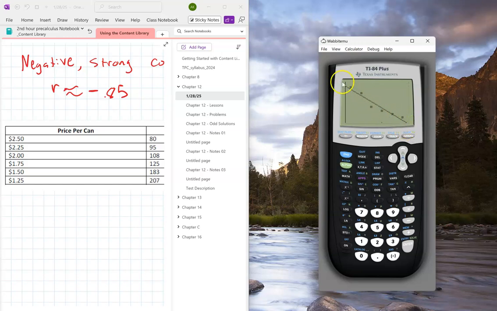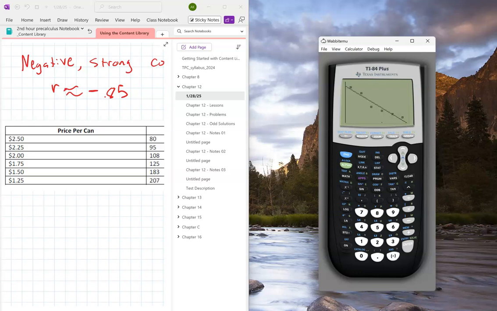If I hit the graph button now and I look, this is like a line of best fit. So this is the line that passes through, or passes as close as possible to as many of the points as possible, or is as close as possible to all points in my data. Everybody's cool with that?